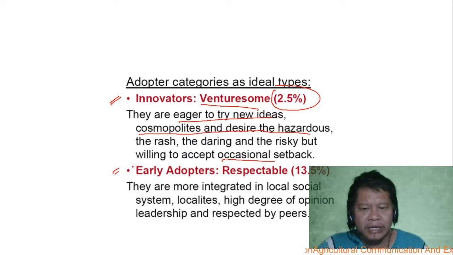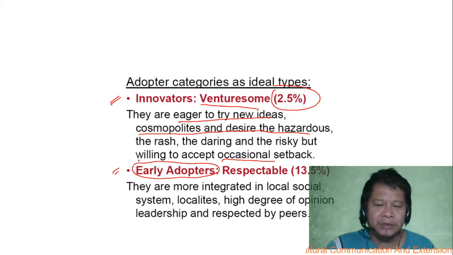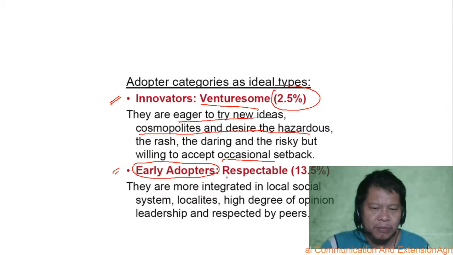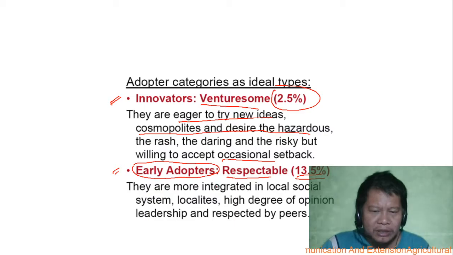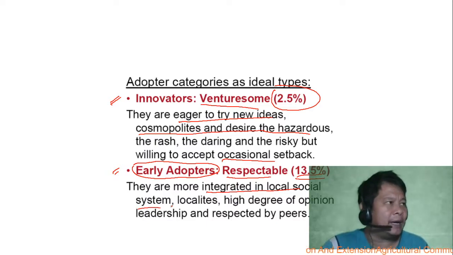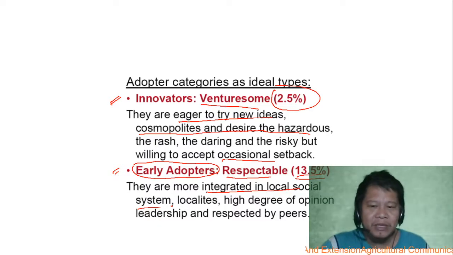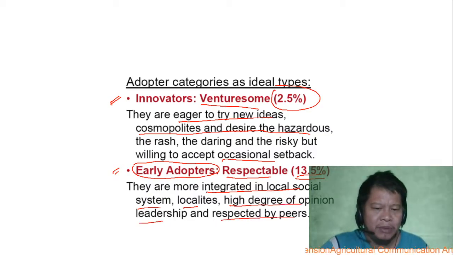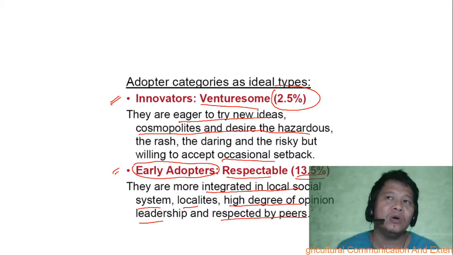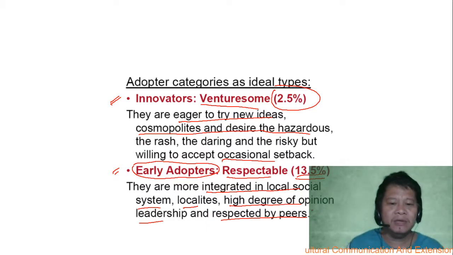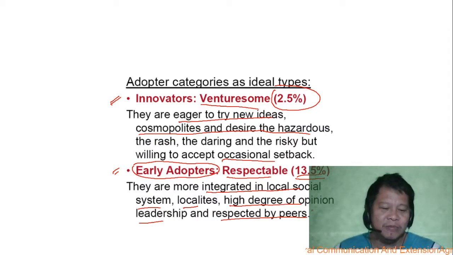The second category, we have the early adopters. Early adopters, these are mga respectable people in the social system, constituting 13.5% sa adopters, no? They are more integrated in a local social system. Siguro mga kapitan, mga group leaders. They are localites, with a high degree of opinion leadership and respected by peers. Mga officials kini sila, the early adopters. Makadungog sila sa bag-o nga mga technology. Ganahan din sila, labi na ang mga kwartahan. Pwede, skip, try nato ni.